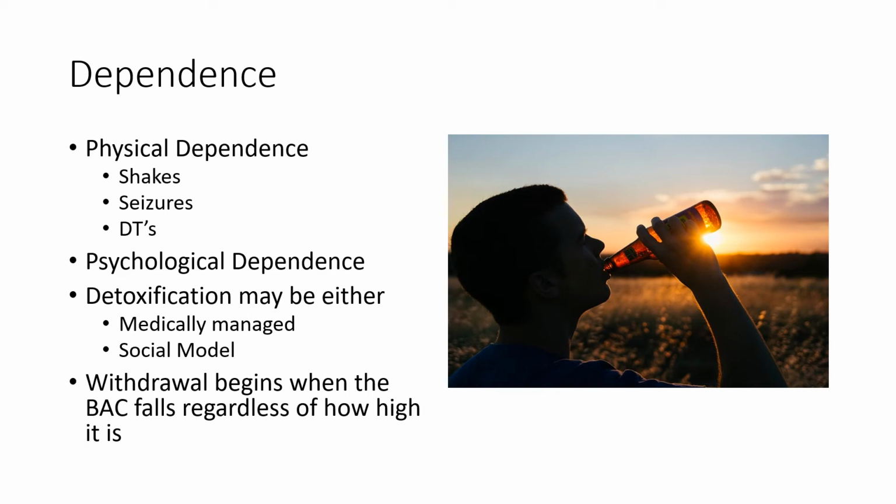Social model is more that the person sleeps it off, they drink water, juice, throw up or have diarrhea or whatever, and then gradually begin to eat normal food and move on. Withdrawal begins with all substances when the blood alcohol level falls, regardless of how high it is. Chronic alcoholics often believe that if they keep drinking and keep the level up so it doesn't fall, they don't have to go into withdrawal. And to some extent this is true right up until they pass out, and then the liver begins to remove enough alcohol that they may wake up having seizures or DTs.